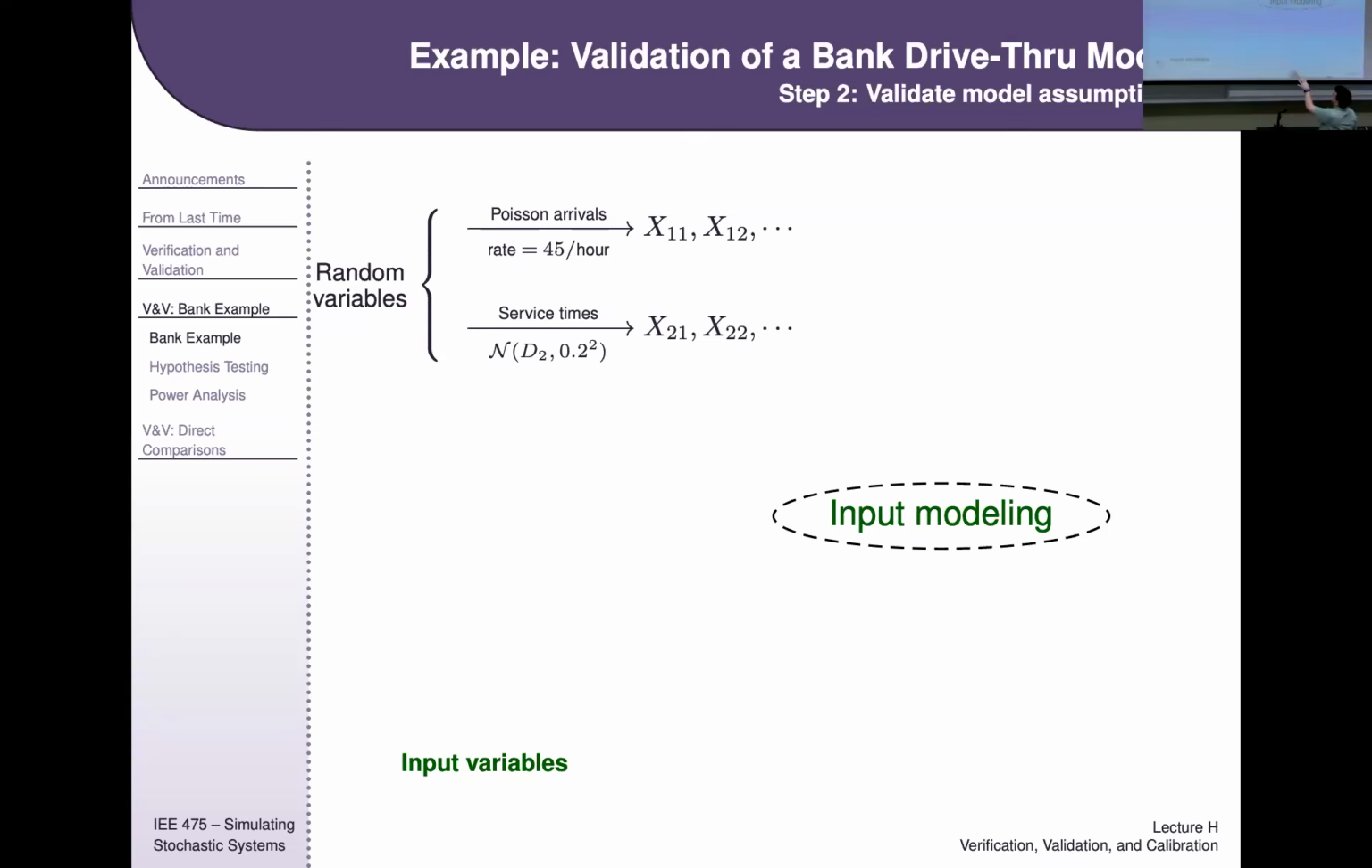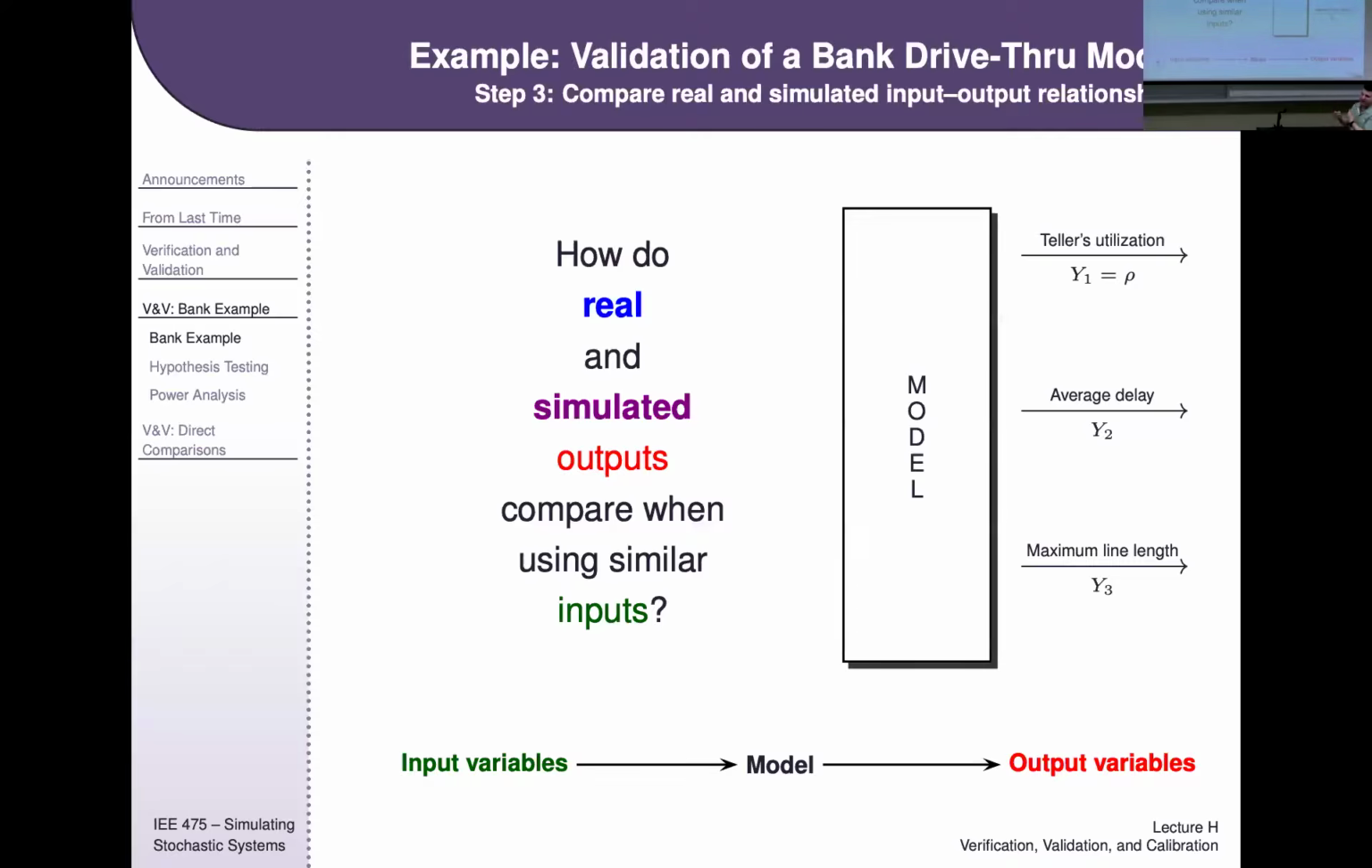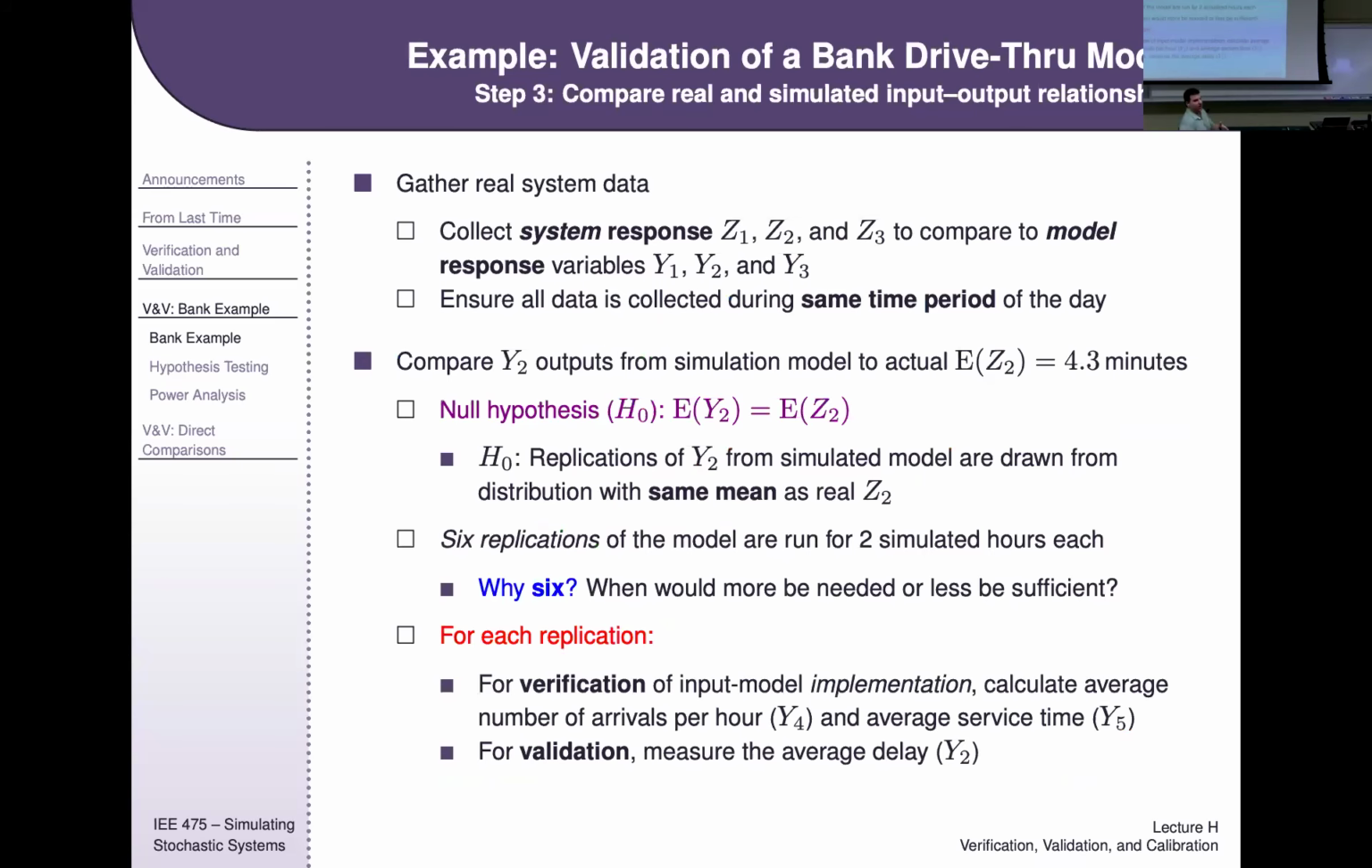So I do my inputs, and then once I've got the right inputs, how do real and simulated outputs compare when using those similar inputs? So I've got a good input model, and I want to say, did I build a good simulation model? If I did, then when I use the same inputs in this simulation model, I should get outputs in my sim that look like outputs in the real world, if I've done my job correctly. So that's what we want to test statistically. We want to test whether our sim model looks very similar to our real world model.